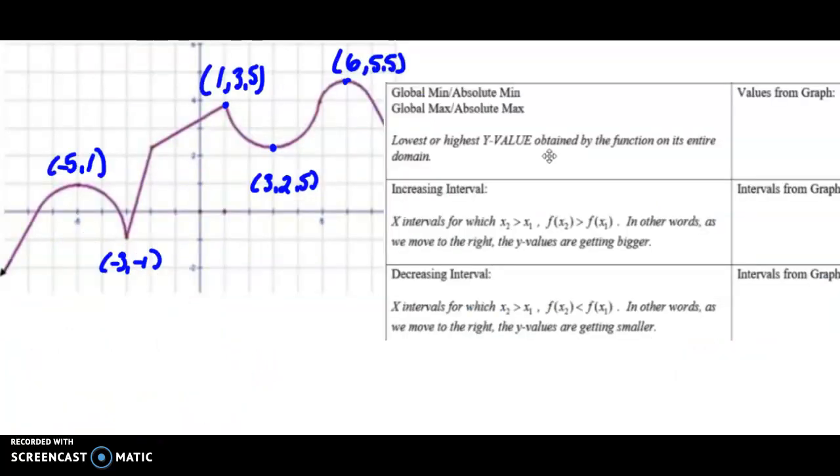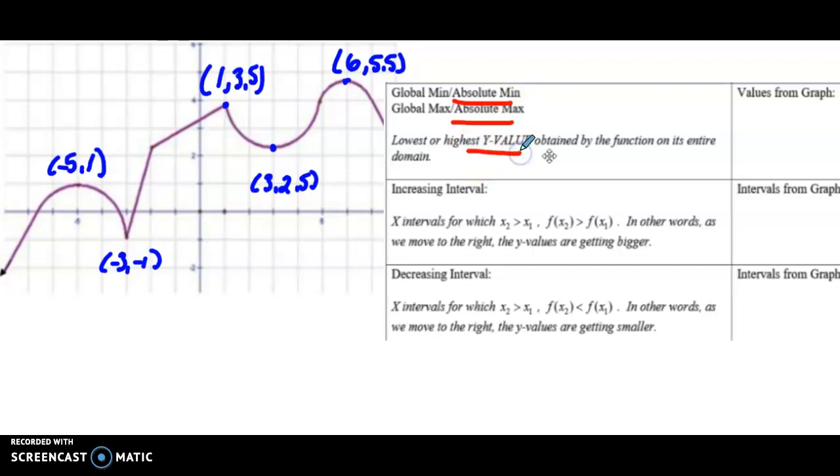Okay, so let's take a look at 3 new vocabulary terms. Our next one is going to be called the global min or absolute min, the global max or the absolute max. So that is looking at your graph and saying, what is the absolute lowest the graph can go? The graph is not going to go any lower than this particular point. The global max is the highest the graph is ever going to go. It's not going to go any higher than this particular point.